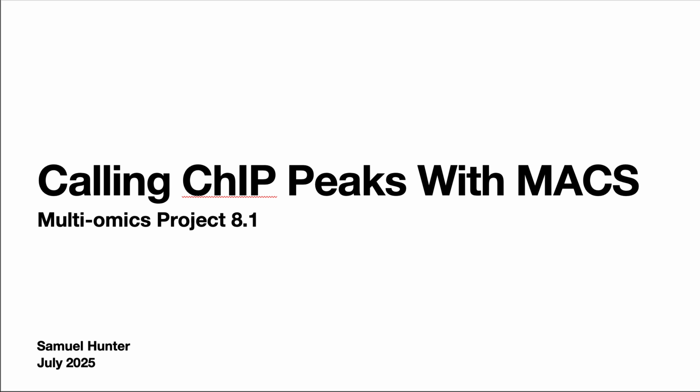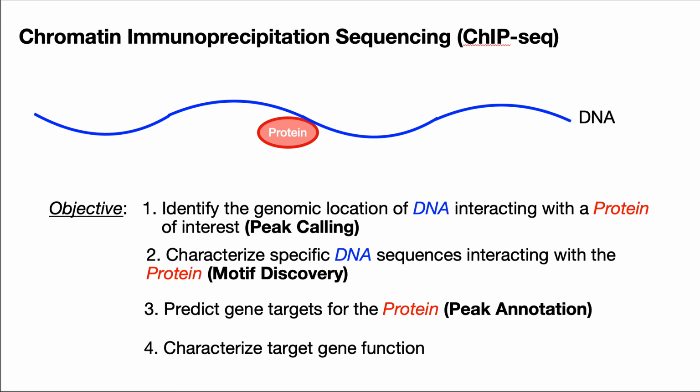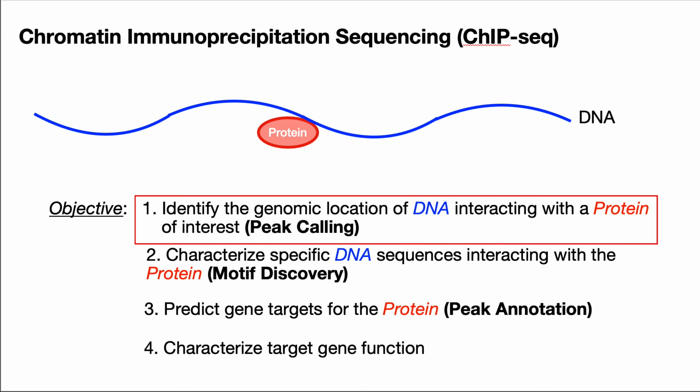In this video we're going to go over calling ChIP peaks using the tool MACS. As you learned in the previous video, the purpose of ChIP-seq is to identify the regions of the genome which are occupied by our protein of interest, whether that's a specific histone mark or a transcription factor. Previously, you've learned how ChIP-seq libraries are prepped and how those libraries are then QC'd and mapped to the genome. In this video, we're going to go over the next step of the ChIP-seq analysis pipeline. This step involves identifying each enriched region of the genome in a process known as peak calling.